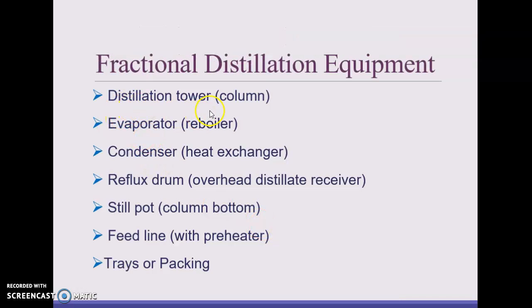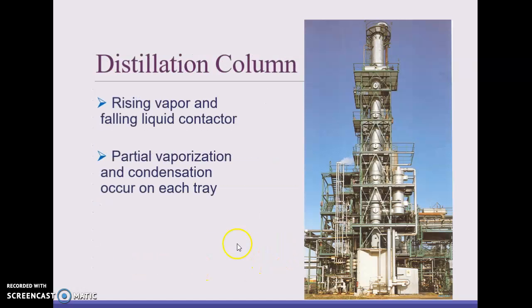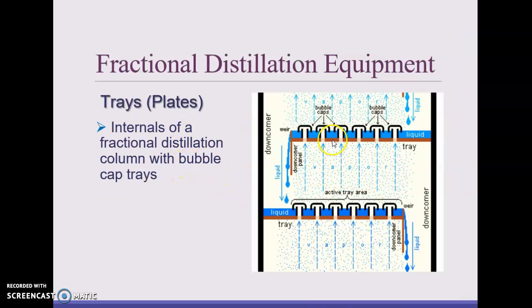You'll have a distillation column, an evaporator, a condenser, a reflux drum, a still pot, a feed line, and then trays or packing. Sometimes you also write trays and/or packing. So here you can see one of those different types of column: a rising vapor and falling liquid contactor. These are really huge. Partial vaporization and condensation occur on each tray. Sometimes you can have these kinds of trays, called bubble cap trays. We'll talk a little bit more about these in the next presentation next week.